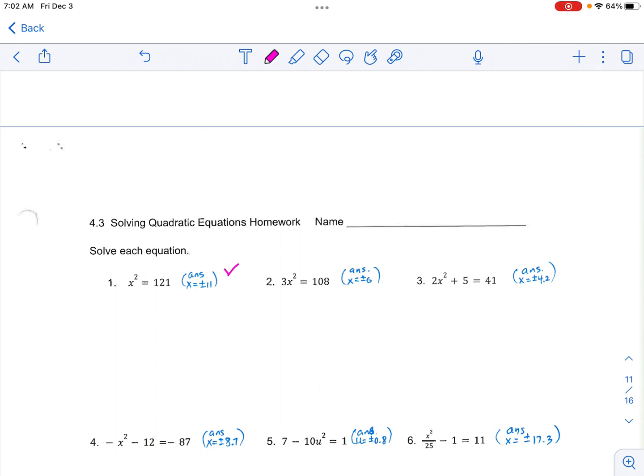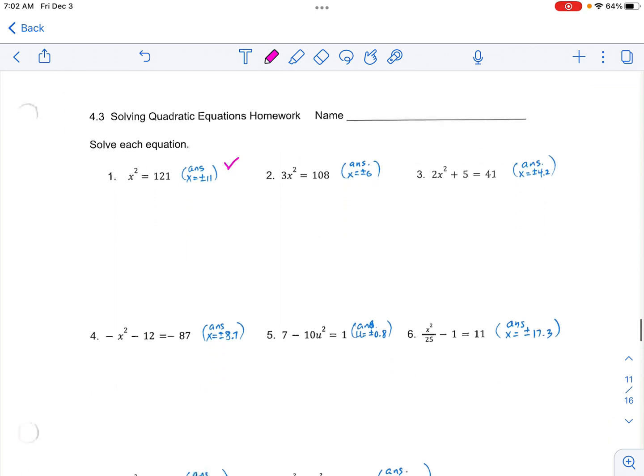So the homework then starts on the next page. Just a reminder again that I give you the answers.